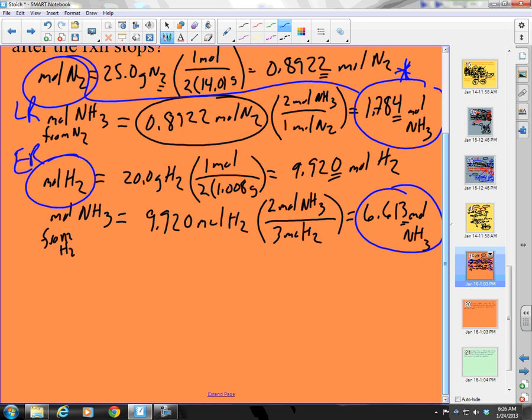Now, we want to figure out how much of my hydrogen is left. So what did I say we do? We want to calculate the amount of excess reagent used. How do I get that? I'm going to take my amount of limiting reagent. Where's my amount of limiting reagent? Right here.